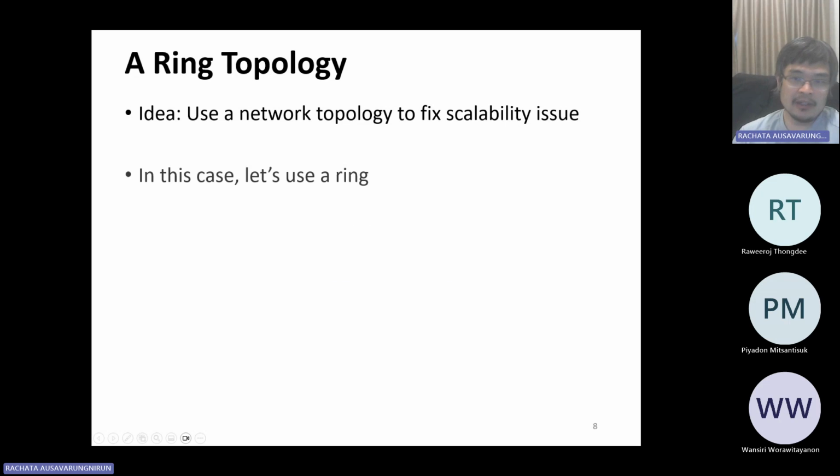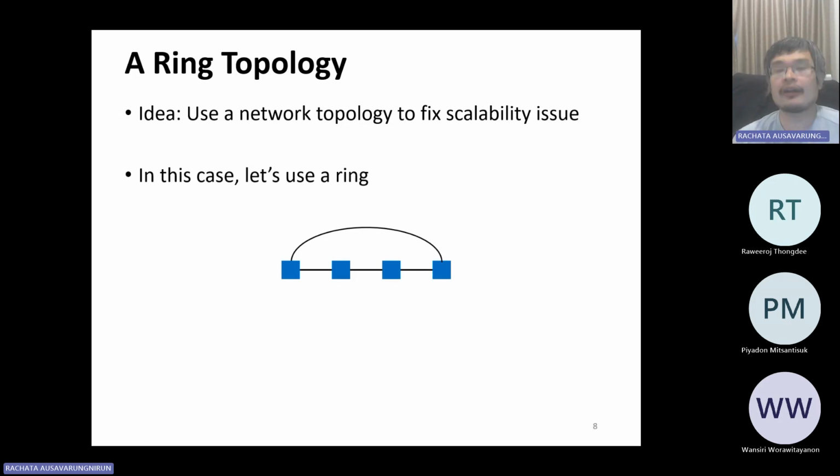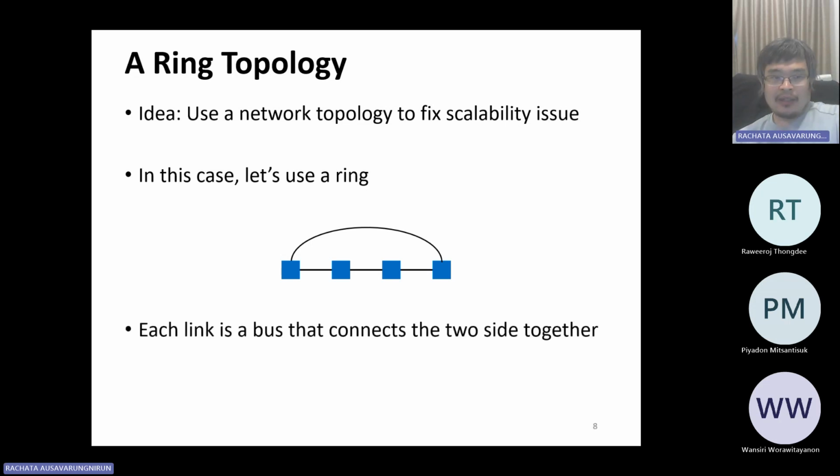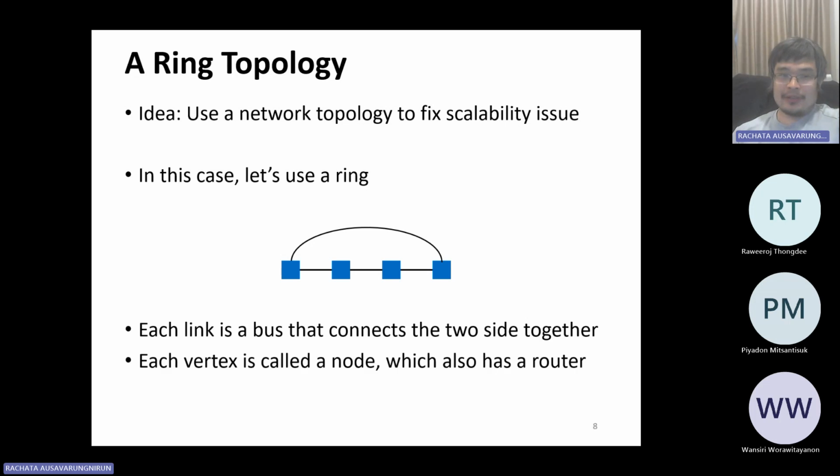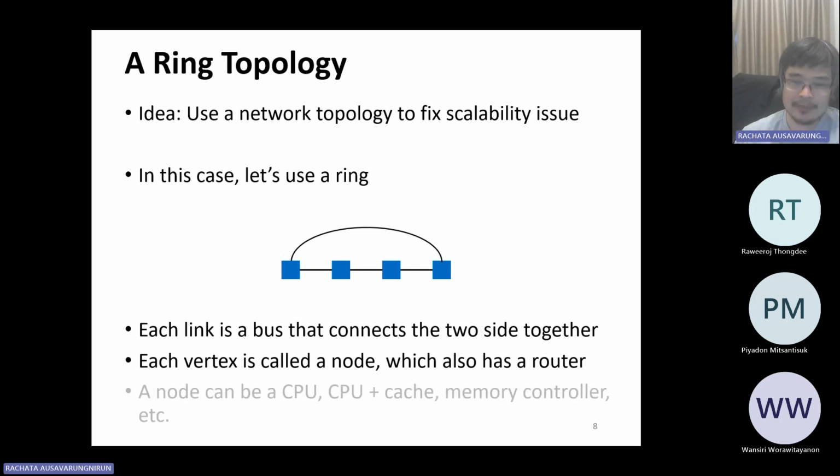So let's think about it, right? So let's use a ring. It looks something like this. The blue box is the CPU core, right? In this case, I built a bus connecting each adjacent core. I have the east and the west neighbor, and that's it, right? So the vertex is a node, which has a router. The router can send packets in and out. And a node can be a CPU with the cache. It can be the memory controller. It's a location you want to go to, and you can send things around, right?